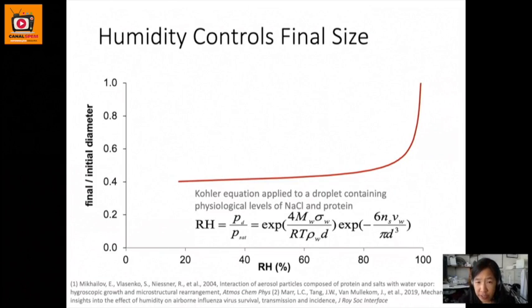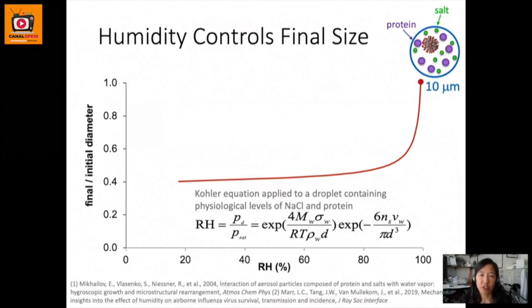Humidity is important because when we release these respiratory droplets, they're leaving an environment that is fully saturated, near 100% humidity. They hit the ambient air, which is usually not nearly as humid, and some of the water is going to evaporate from those droplets. And we can determine what the final droplet size will be at equilibrium using the Kohler equation, which I won't go into in detail.